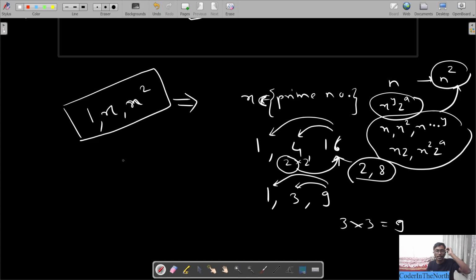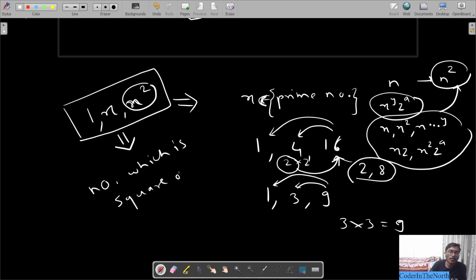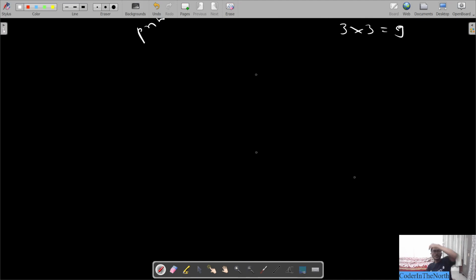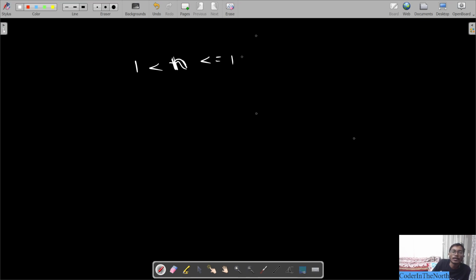So this condition can only be satisfied by such numbers. We are now talking about x square, which is the square of a prime number. And in the question, the range of the number is from 1 to, let's say, n, a number n up to 10 raised to 12.